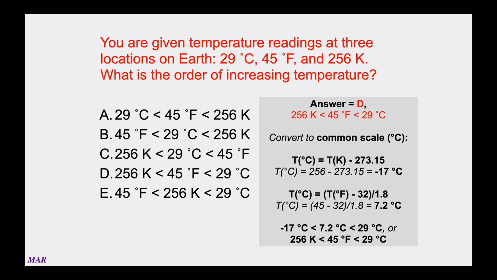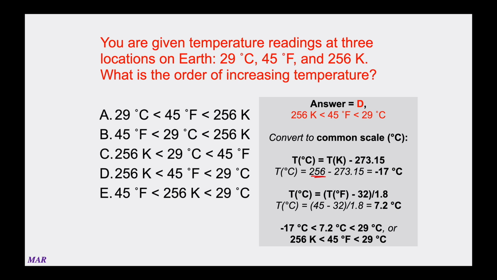The answer, by the way, is D, and the Kelvin temperature is the coldest in that list, followed by Fahrenheit and followed by Celsius. But here you can actually see the values converted. So in this first part, we're taking the Kelvin temperature, 256, and subtracting 273.15, cut off at the ones spot. That's the sig fig thing to do. So you get negative 17 degrees Celsius, and that is certainly colder than 29.